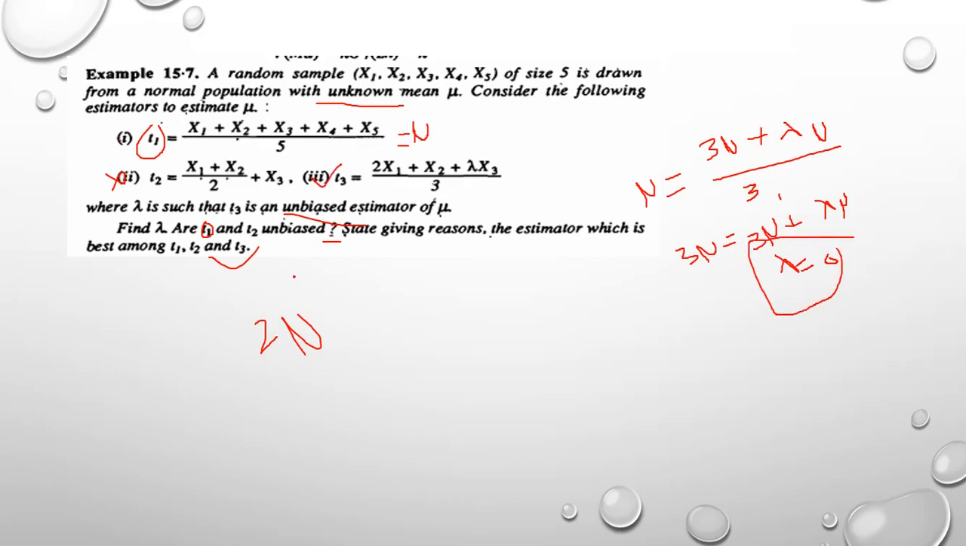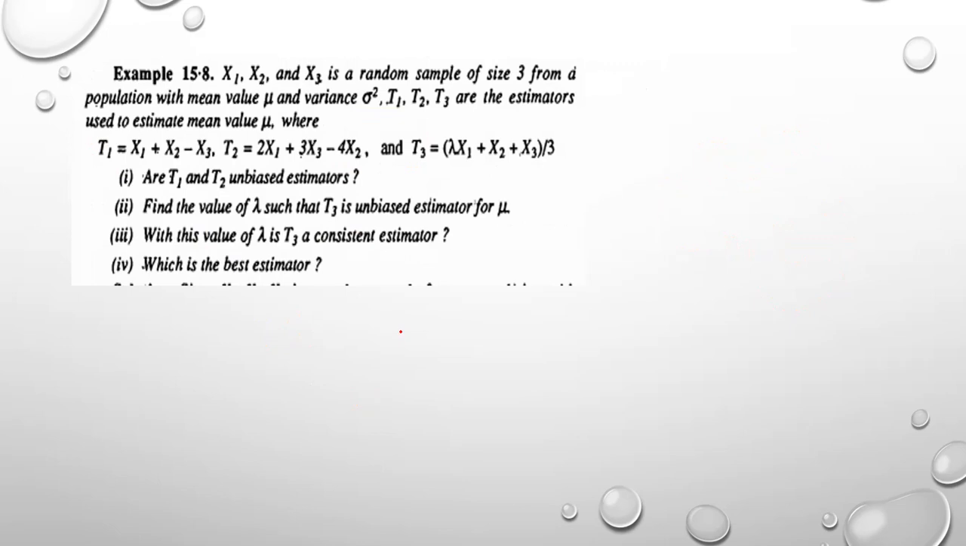For checking efficiency, you can just find the variance of estimator T1, variance of estimator T2, and variance of estimator T3. Whichever has less variance, we can select. Okay, this is the question. Now we can move to another example.